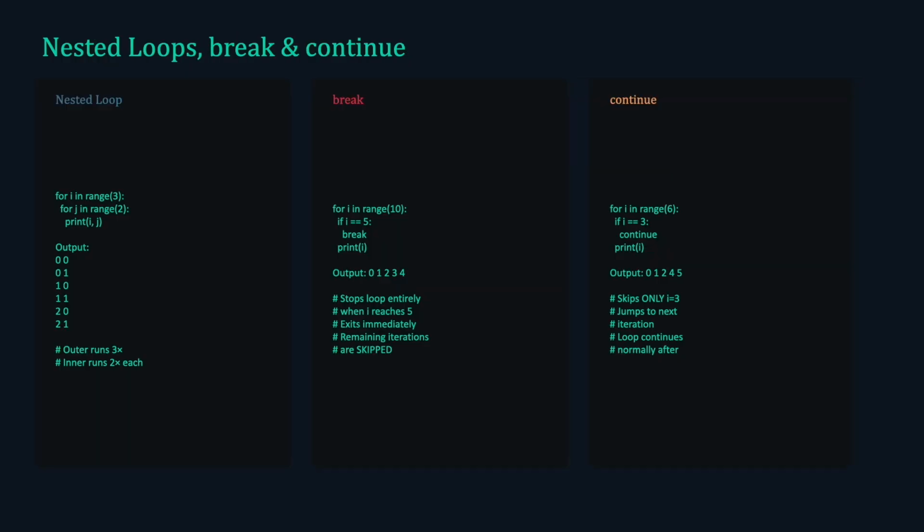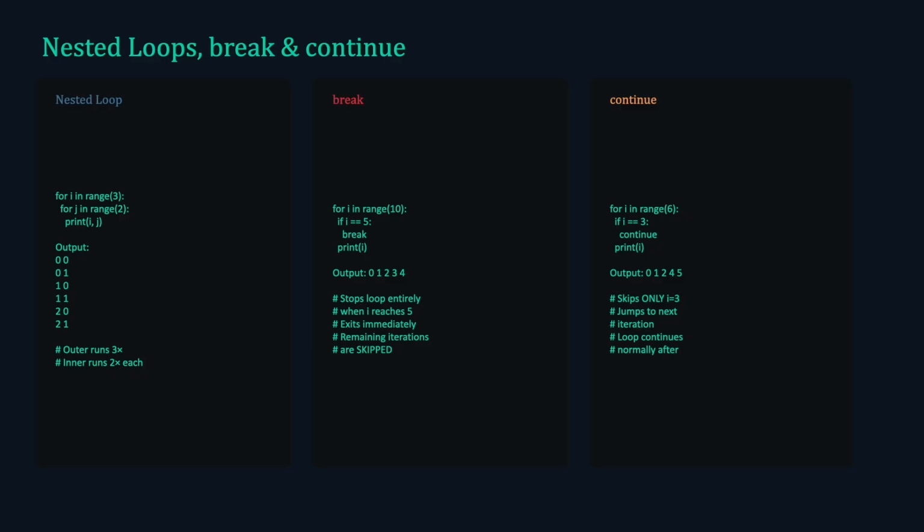A nested loop is a loop inside a loop. The outer loop runs, and for each iteration the inner loop completes all its iterations, so 3 outer times 2 inner gives 6 total outputs.